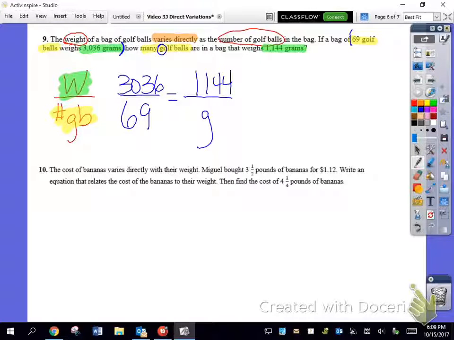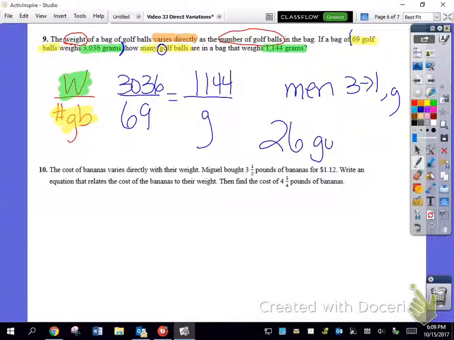And then I'm going to say menu 3-1, and you can plug this into your calculator, and you're going to have to do comma G to solve it. And when you do that, you're going to get the answer of 26 golf balls. So 26 golf balls will weigh 1,144 grams.